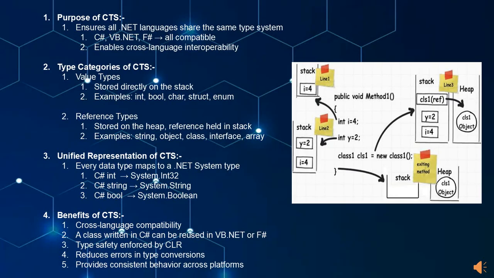Type categories of CTS. 1. Value types, those stored directly on the stack. Examples: int, bool, char, struct, enum. 2. Reference types, those stored on the heap, with the reference held in the stack. Examples: string, object, class, interface, array. Unified representation of CTS, where every data type maps to a .NET system type, like C# int to System.Int32, C# string to System.String, C# bool to System.Boolean.